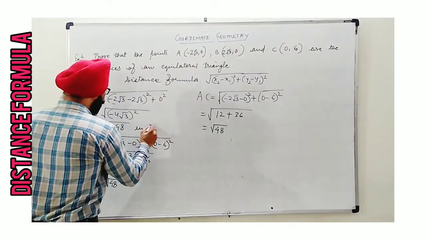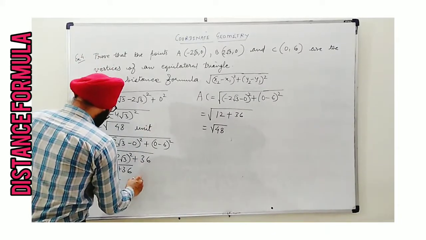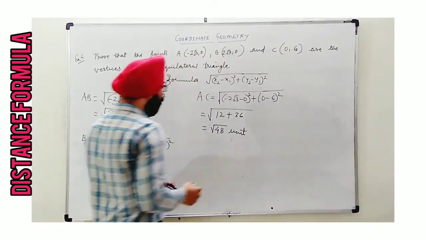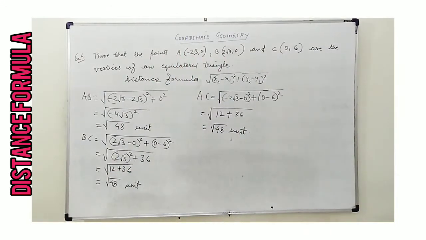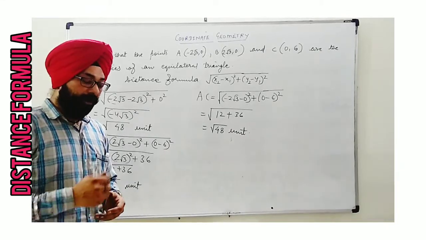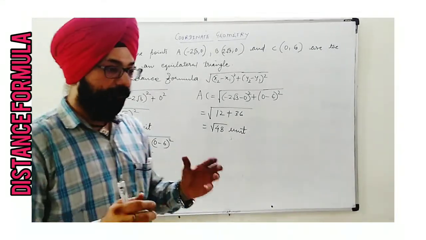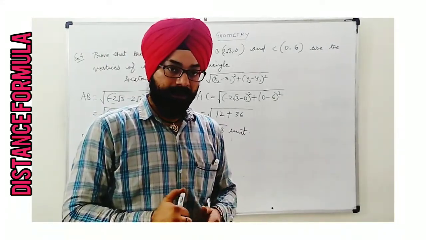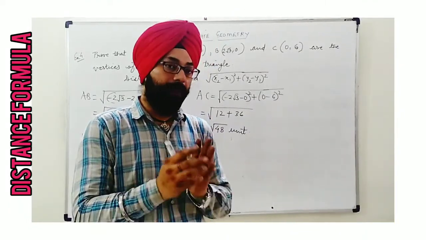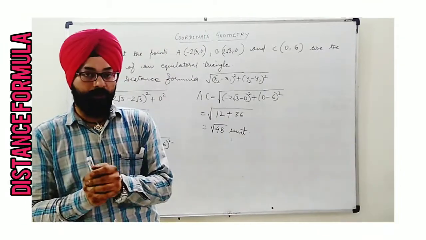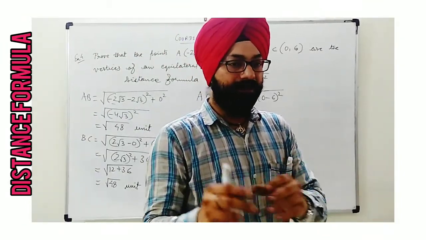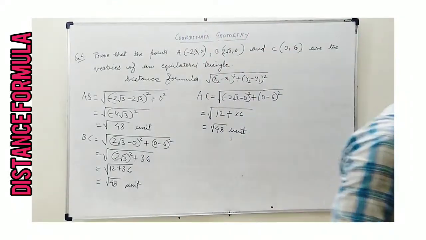Each length of the side is root 48 units. So that's why we can say this is an equilateral triangle. Using distance formula, we have proved it. Now the application of distance formula is not limited. This is applicable in different concepts. Now we are going to see the concept of parallelogram related to distance formula. That's next, and this concerns many equations. Let's start.